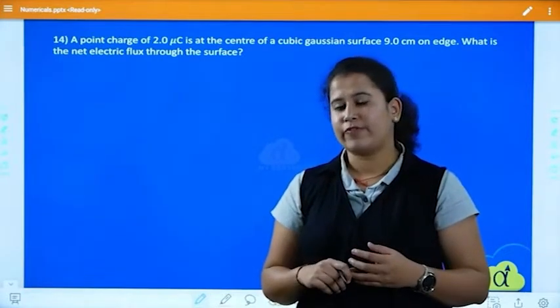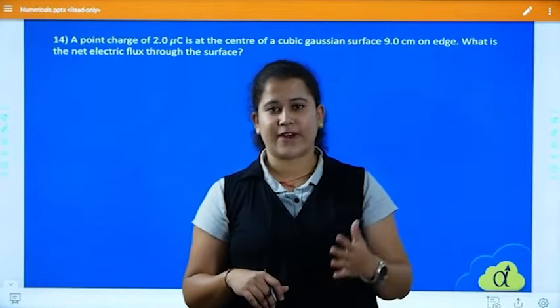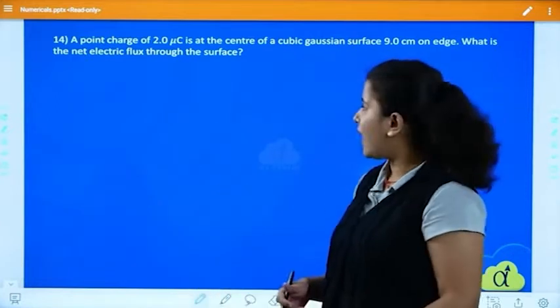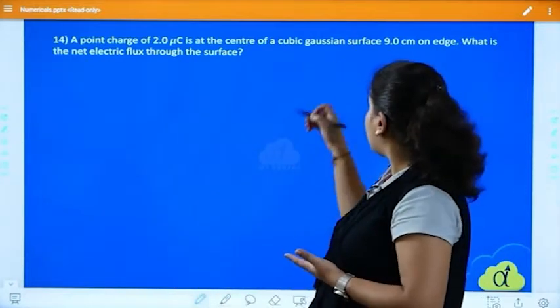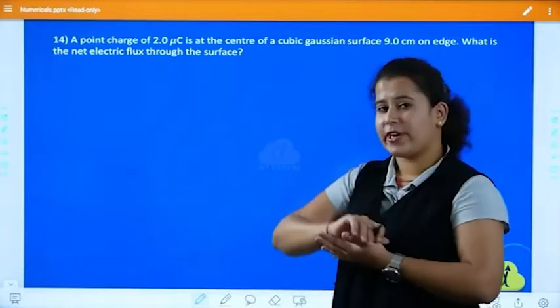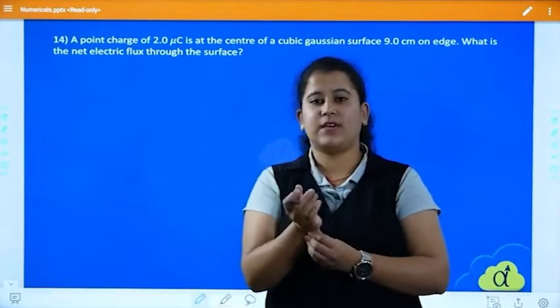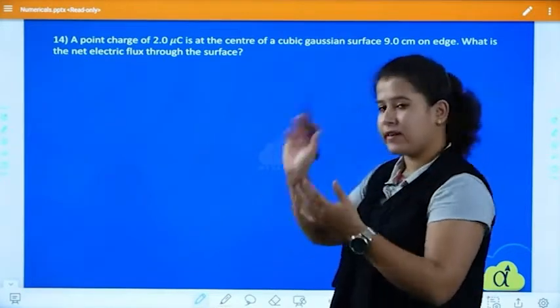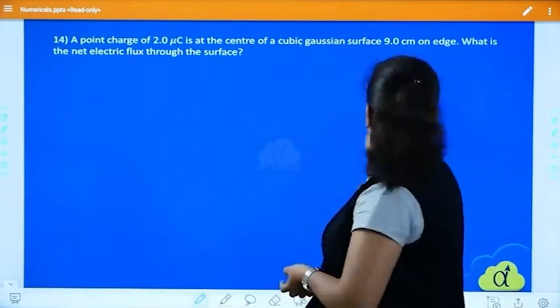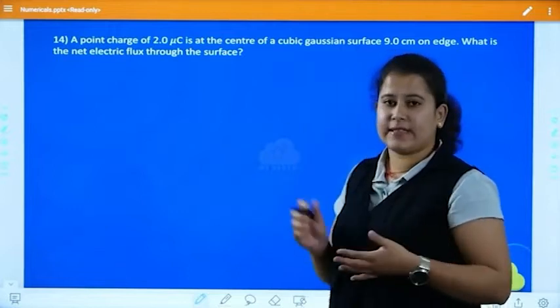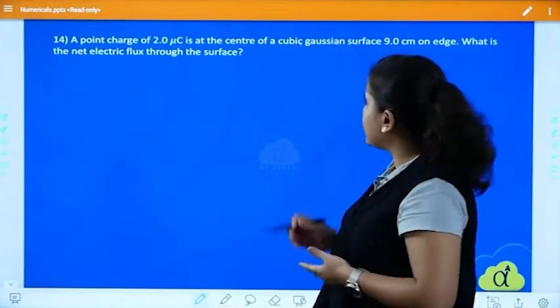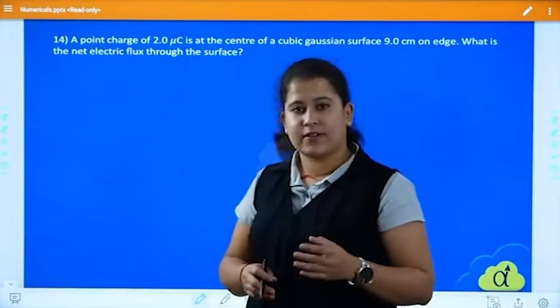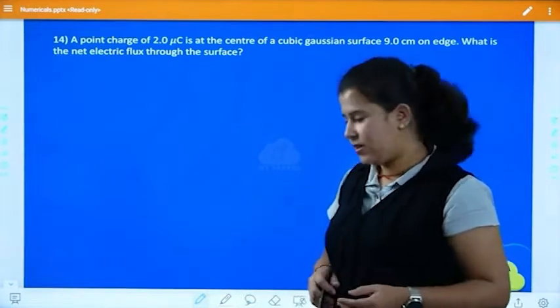So what is the formula of flux? It is phi is equal to q divided by epsilon naught. I know the charge, I know epsilon naught, and they have given me 9.0 centimeters, which is the length of the cubic Gaussian surface. You can take this as R. And what is the net electric flux through the surface? I have to find out. So we'll do the solution.